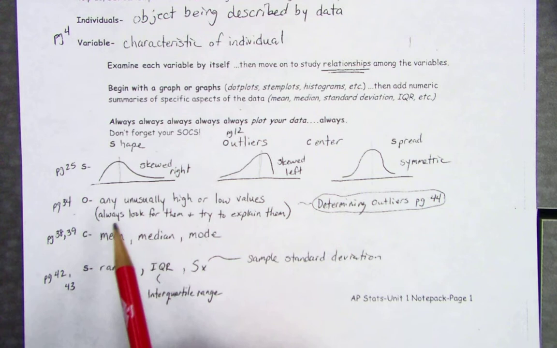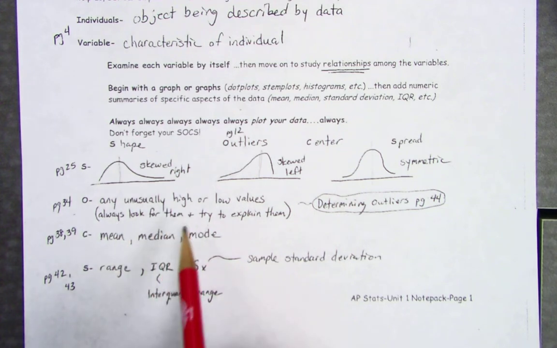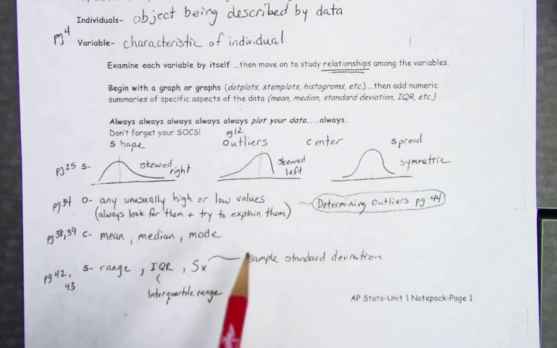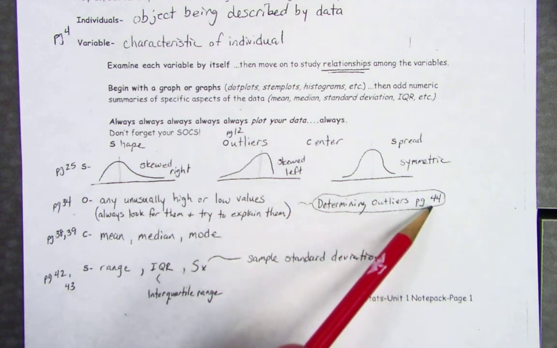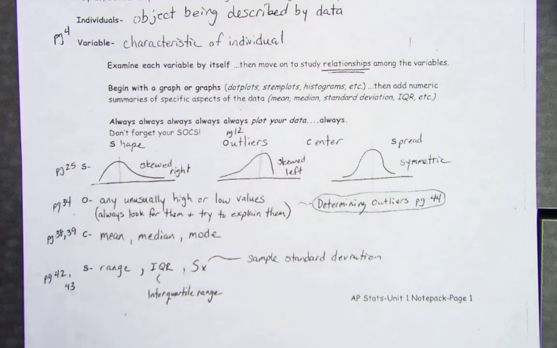Outliers. Outliers are any unusually high or low values. We always want to look for them in our data, and we want to try to explain them. Now, to be able to tell if a part of the data is an actual outlier, there's a calculation on page 44 that you can go through to calculate whether or not it is an outlier. We'll go over that later.